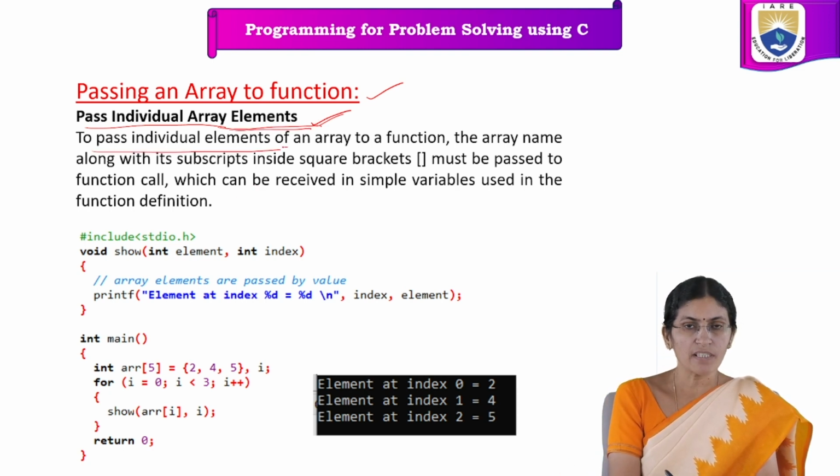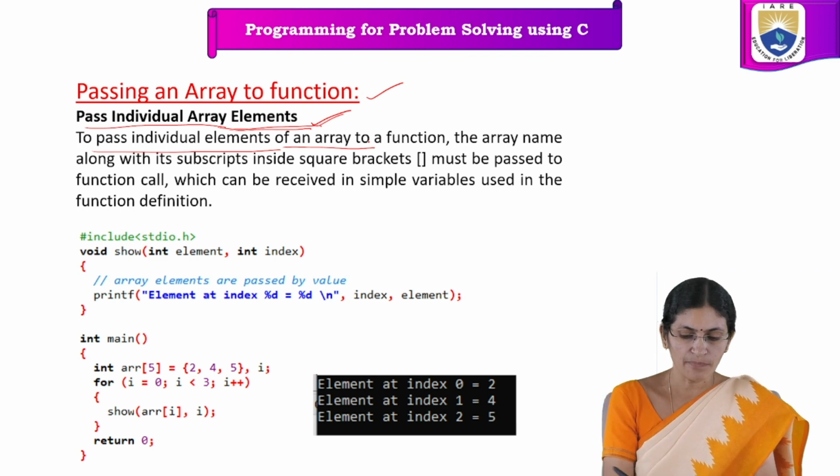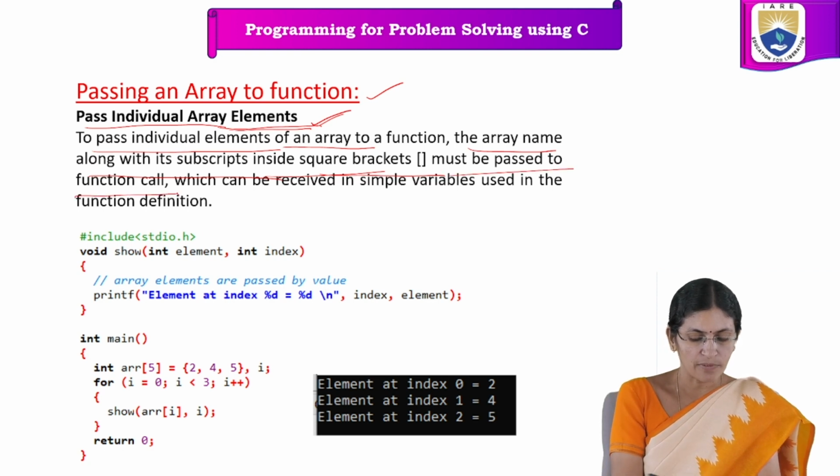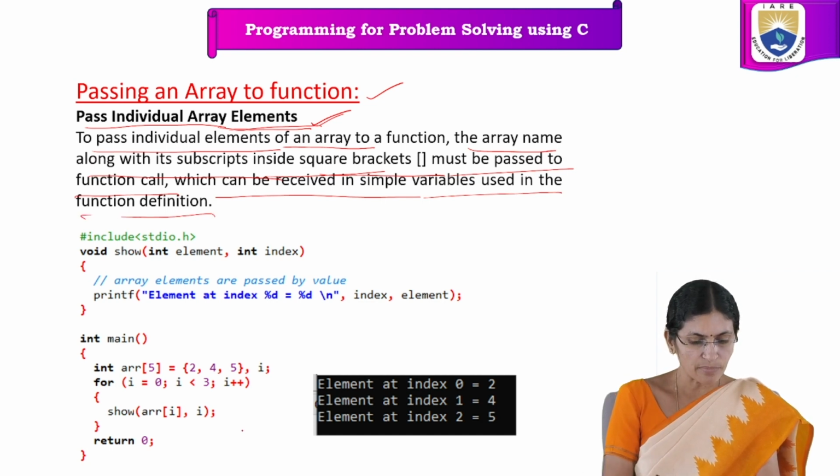In order to pass individual array elements to a function, the array name along with its subscript, inside the square brackets, must be passed to the function call, which can be received in simple variables in the function definition. This is an example where we are passing an array to a function. Not the whole array, just the individual array elements are passed here.